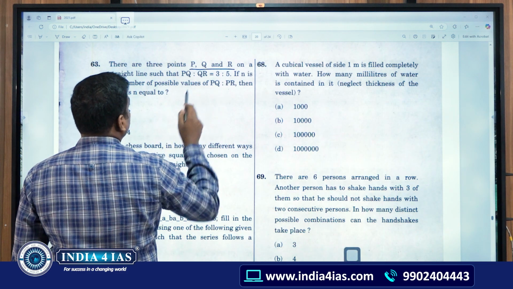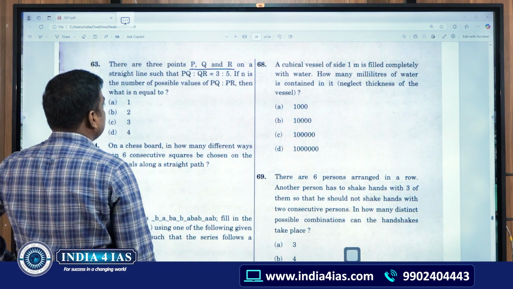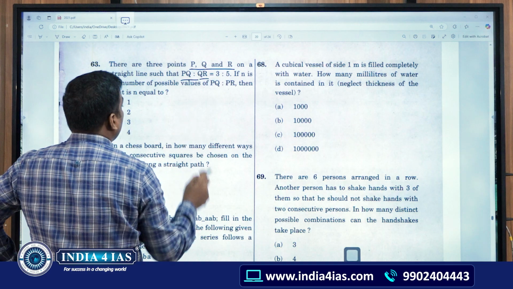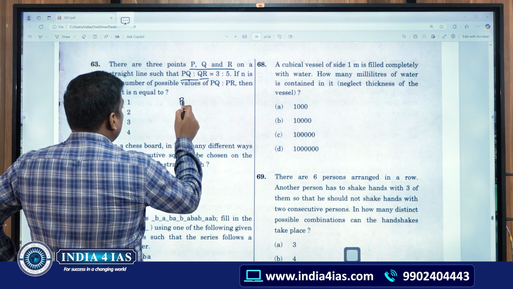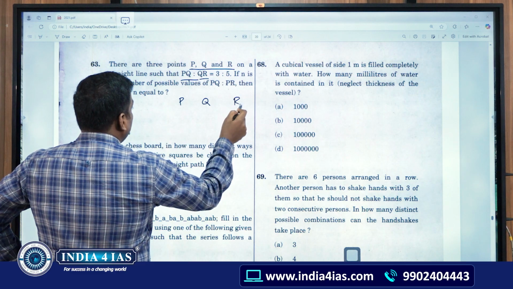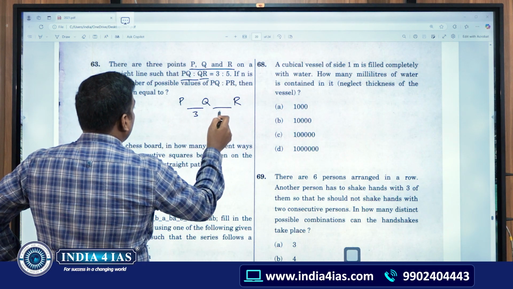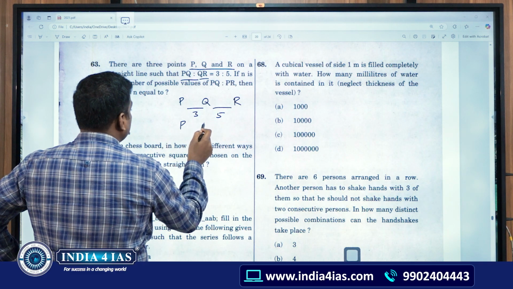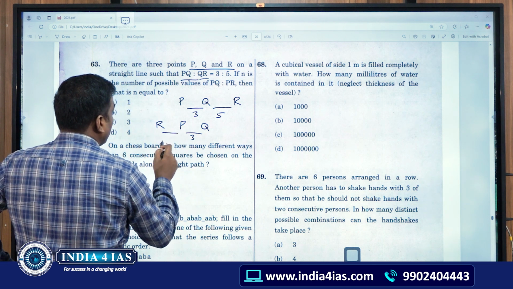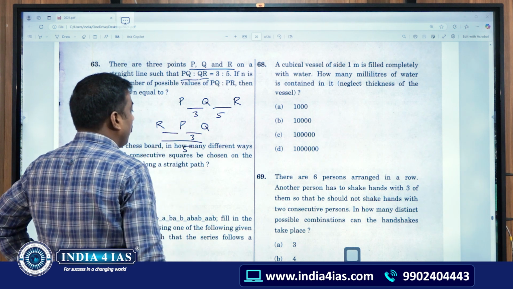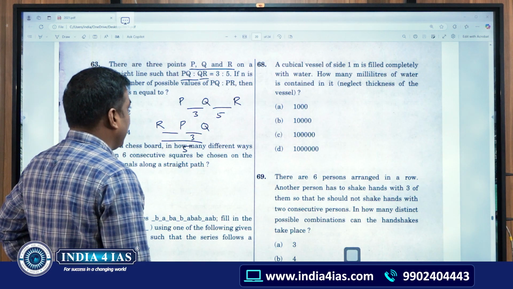There are 3 points PQR on a straight line such that PQ is to QR is equal to 3 is to 5. See, this is not the only way that we can write it. PQ is equal to 3 and QR is equal to 5, but this can be changed also. PQ is equal to 3 and QR is equal to total 5. This is one more way of writing it.